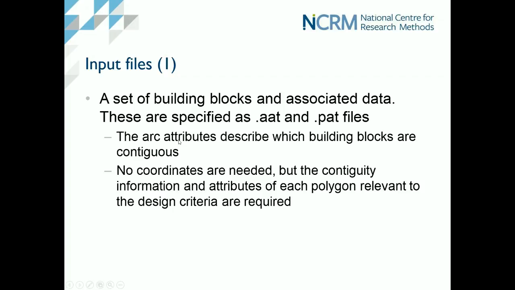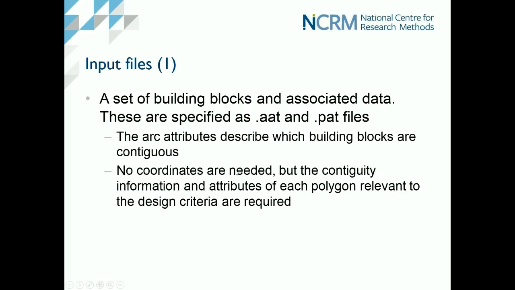The AAT file contains the ARC attributes in Esri's terms, that is effectively the characteristics of the boundaries between the building blocks which are contiguous. So in other words, if zone 1 is next to zone 2, it describes the boundary, saying zone 1 is next to zone 2, how long is the boundary? Maybe zone 1 is not next to zone 3, so there won't be an entry for it in that file, and therefore there's enough information in here for us to reconstruct the contiguity matrix and know which building blocks can be combined with which. The coordinates aren't needed.